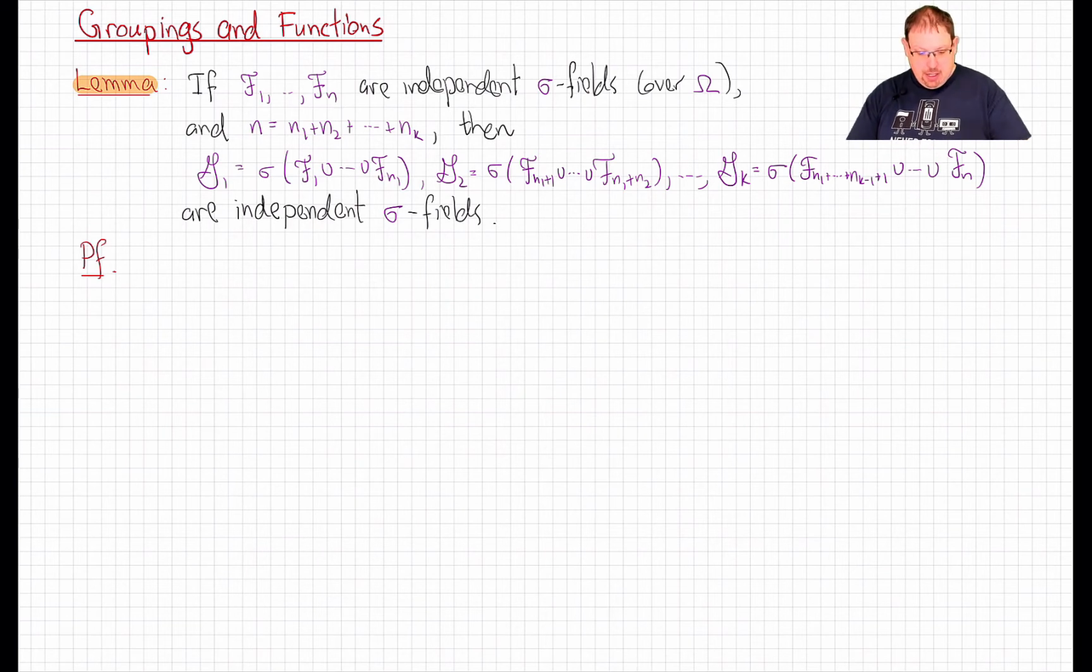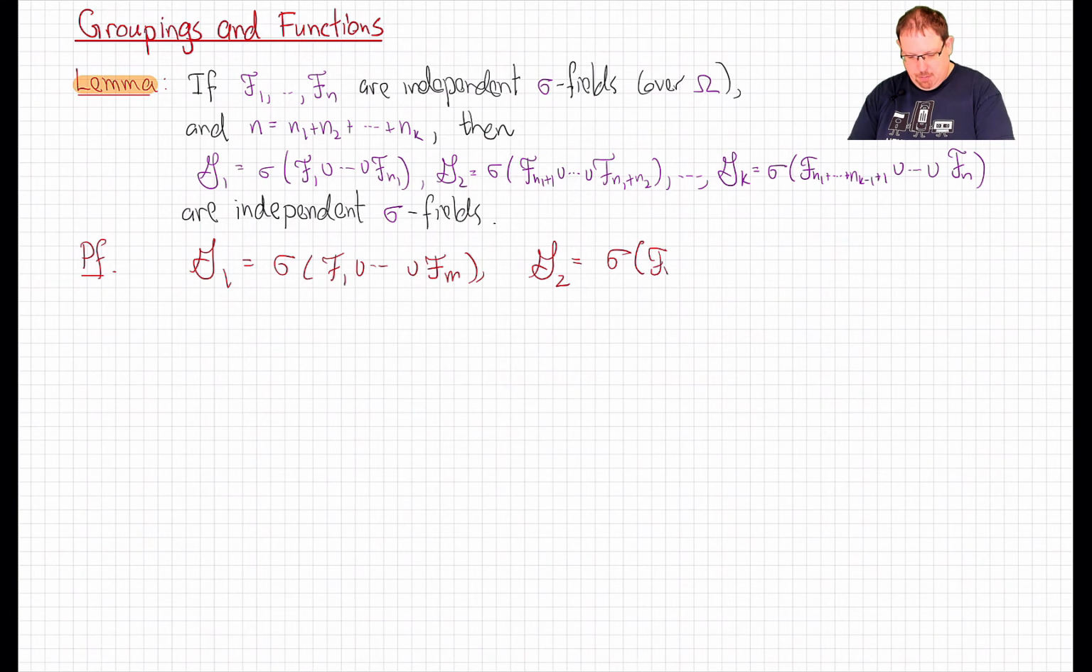Let's just take a grouping of 2. G_1 is the sigma field generated by F_1 through F_m, and G_2 is the sigma field generated by F_{m+1} through F_n. Well, we know that sigma fields of independent pi systems are independent. So what we'd like to do is say, hey, this is a pi system and this is a pi system, and therefore their sigma fields are independent because these ones are independent from each other.